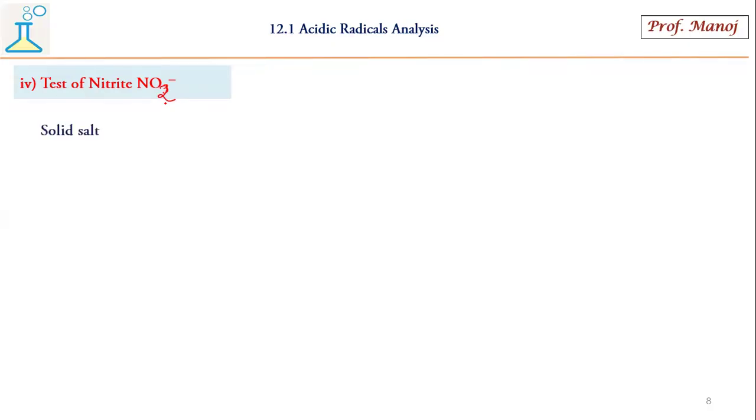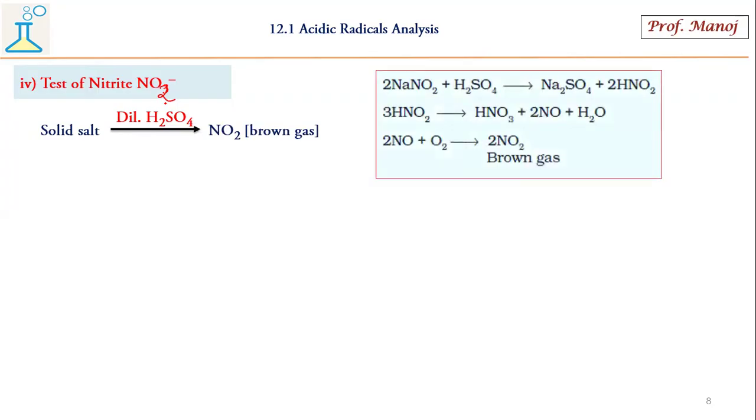Now we take once again solid salt, treat it with sulfuric acid, and you get brown colored NO2 gas. Although the reaction looks very simple, it's a bit complicated, you can see. This is the salt taken, that is NaNO2. When you treat with sulfuric acid, you have to focus on the main part, that is nitrous acid. Nitrous acid is a bit unstable compound. That HNO2 then decomposes to form nitric oxide. And this nitric oxide on aerial oxidation gives you brown gas.